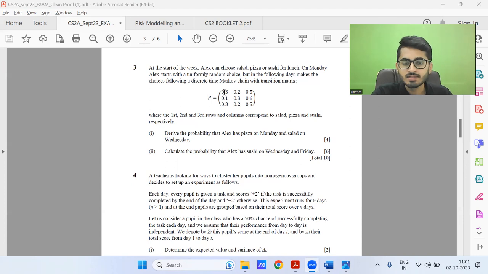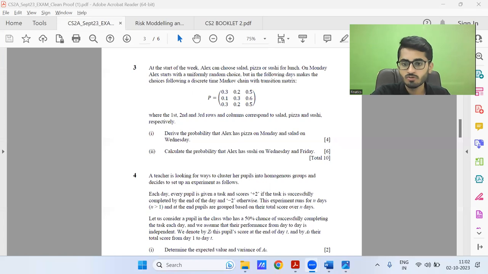So if you interpret this 0.3, this is the probability that given the last day it had pizza, next day it is going to have pizza. And this is valid for Tuesday, Wednesday, Thursday, Friday, or maybe even Saturday, Sunday. For Monday, this is not valid. So if you had pizza on Sunday, your probability of having pizza on Monday is not 0.3. The first one is salad actually, sorry. So what I'm saying is, let's say you had salad on Sunday. Your probability of having salad on Monday is not 0.3. Probability of having pizza is not 0.2. Probability of having sushi is not 0.5. Again, in my understanding, it's 1 by 3, 1 by 3, 1 by 3 for Monday. For other days, these sets of values work.